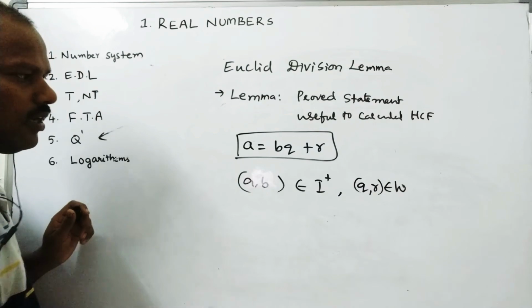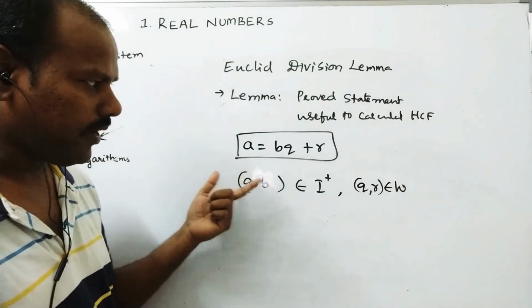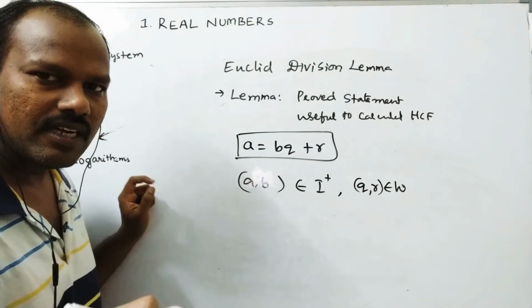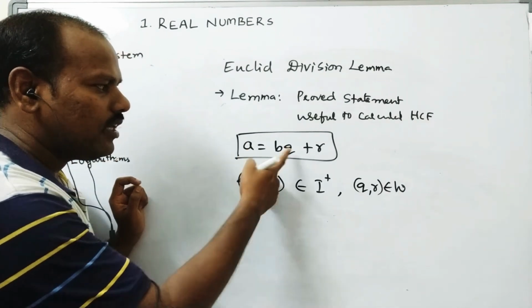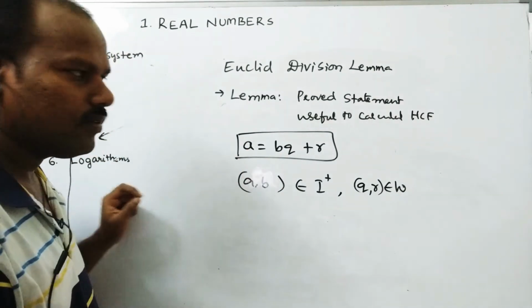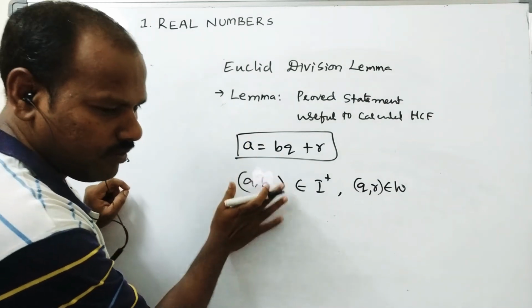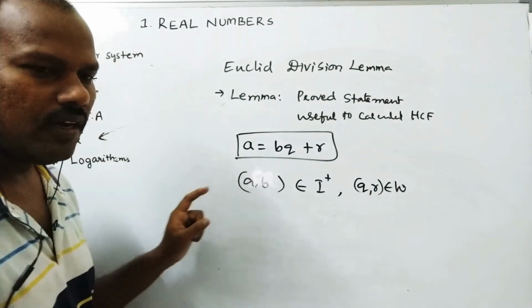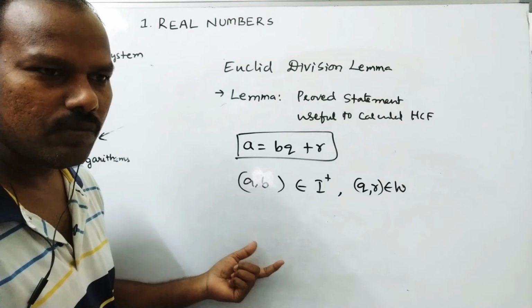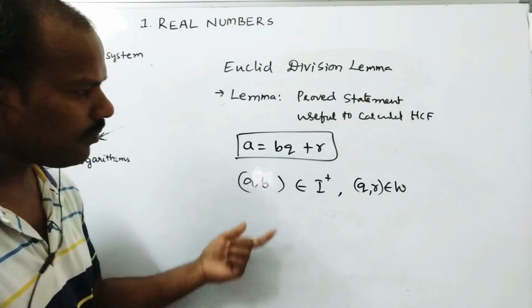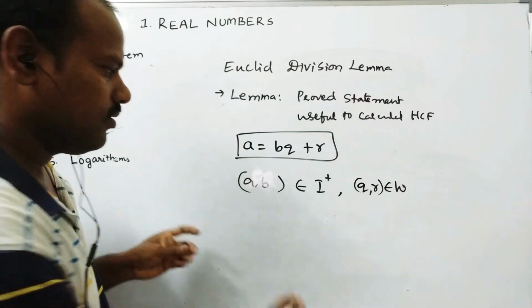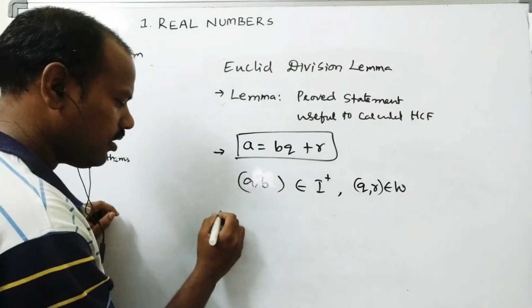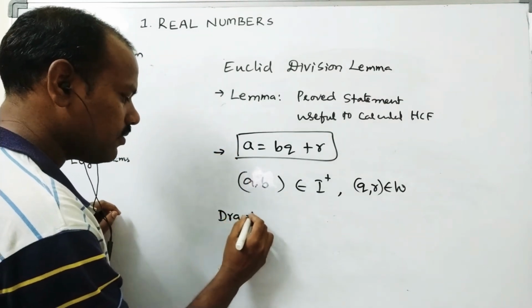But here there exists a unique pair. Only one pair satisfies the condition for any integer you take. We follow certain steps here, and finally we end at one point where the remainder equals 0 and the procedure stops, and that is the HCF. And here there is also a drawback, which sometimes is asked.